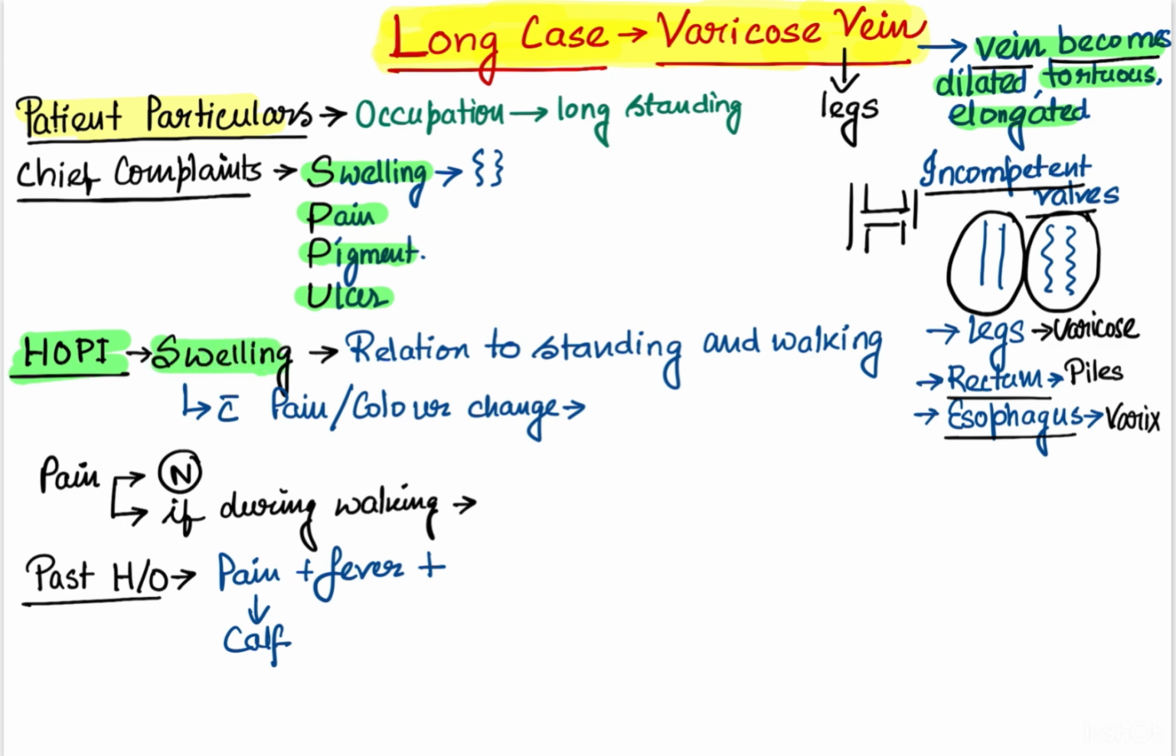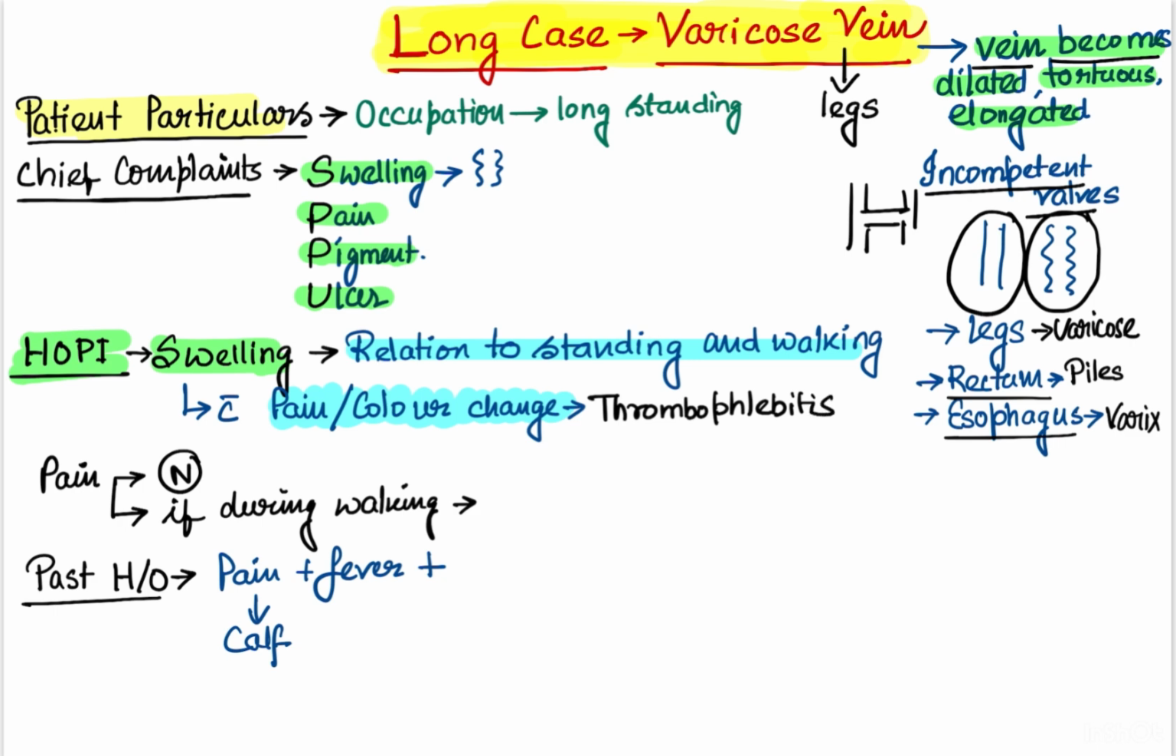In swelling, the onset, duration, progression, these things will be there. But one important thing is its relation to the standing and walking. And if swelling is present with pain or color change, it will indicate towards thrombophlebitis. It may be asked in the viva.